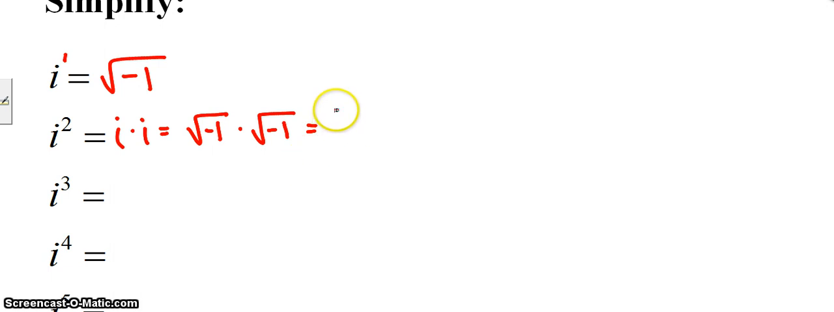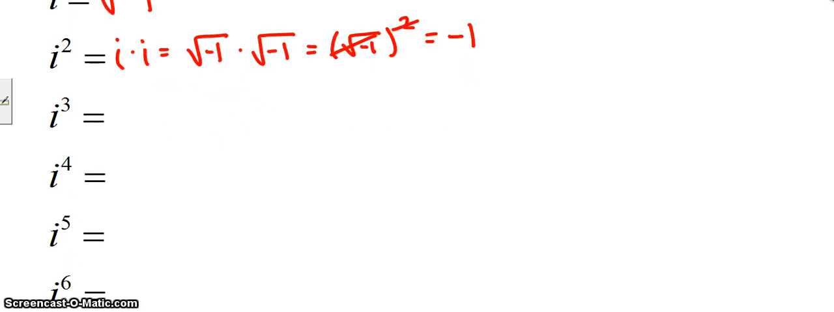Which we know from our unit on radicals is really like the square root of -1, squared, multiplied 2 times. And a square and a square root undo each other, so the square root of -1 times the square root of -1 is just -1. So i squared is really just saying -1.